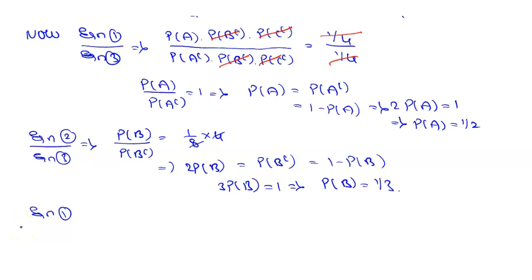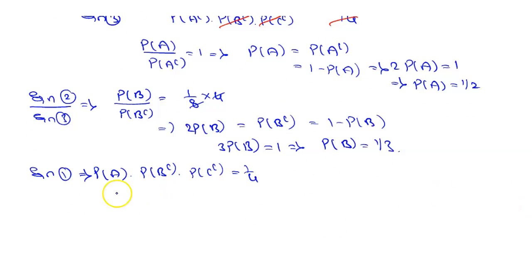Equation 1, what is equation 1? Equation 1 is here already. Equation 1 implies P of A into P of B complement into P of C complement is equal to 1 by 4. So here already we got P of A. P of A value is 1 by 2. And P of B is 1 by 3, so P of B complement goes to 2 by 3, right?